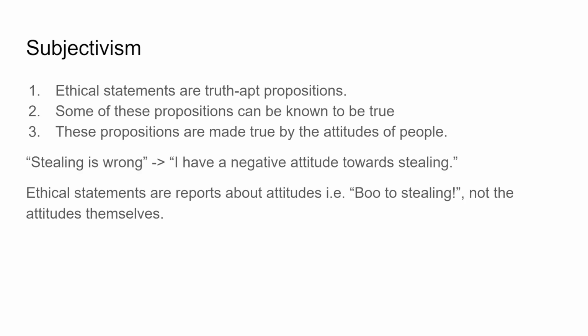So get this. This is different from emotivism because under subjectivism, ethical statements are propositions about attitudes. They are reports about attitudes. They are people saying, I have this attitude. They're not the attitude itself. So it is actually a proposition that can be truth-apt. So I have a negative attitude towards stealing. That can be true or false. It's not the exclamation or the attitude itself, such as boo to stealing. That's non-cognitivist. That can't be true or false. So that's an important thing to note here, because many people get that confused.